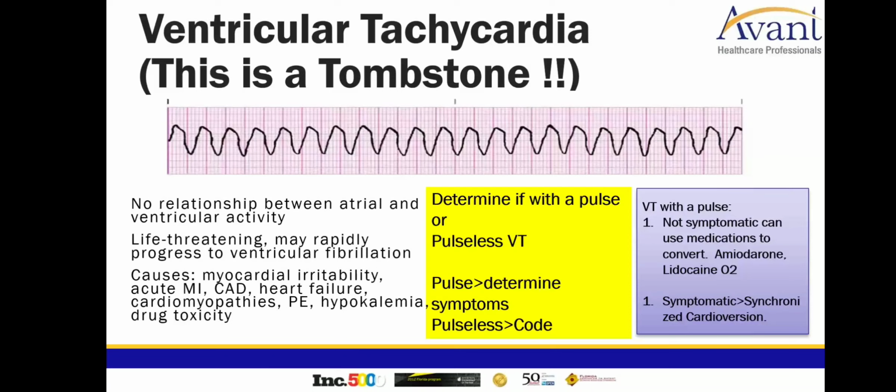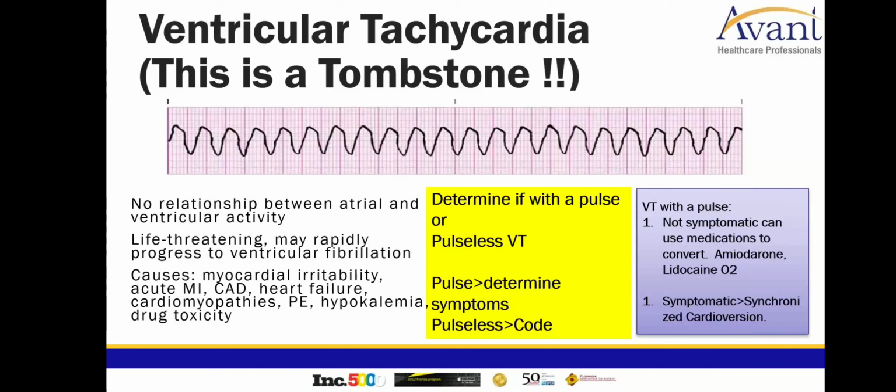So what causes this? As you can imagine, some of the same things we've already talked about: PE, hypokalemia, drug toxicity, overdose, just to name a few. So that's what you would do for someone with VTAC with a pulse. Now, what happens if you see this rhythm and the question says there is no pulse?